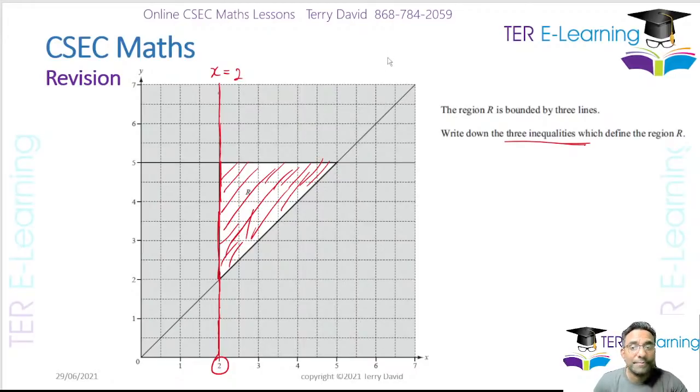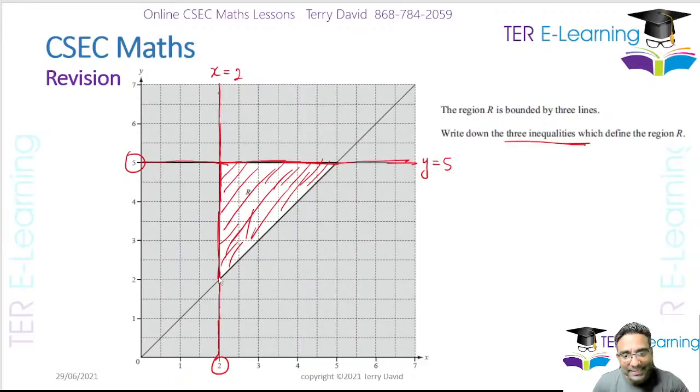That's what that is. Then you have another line here, right? That line here, that's a horizontal line. All horizontal lines have an equation of the form y is equal to something. It's passing through this point 5. So this here is the line y is equal to 5, right?